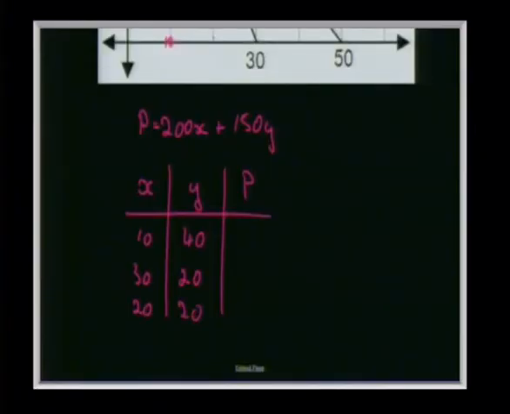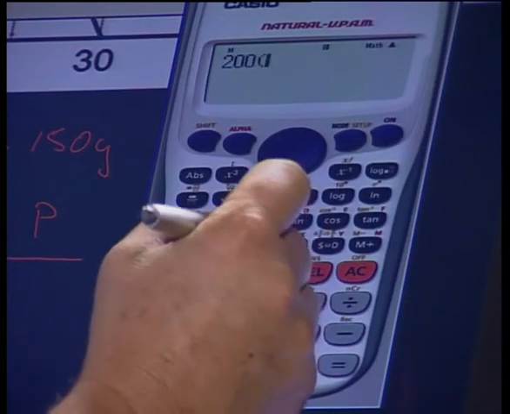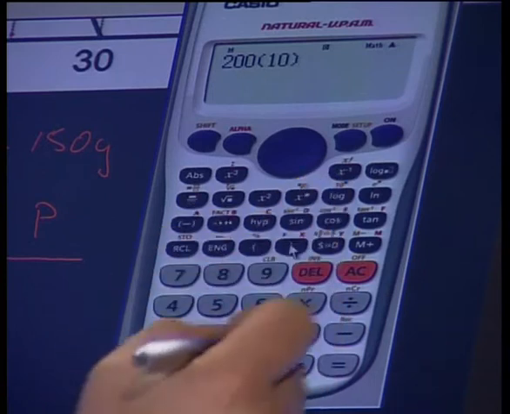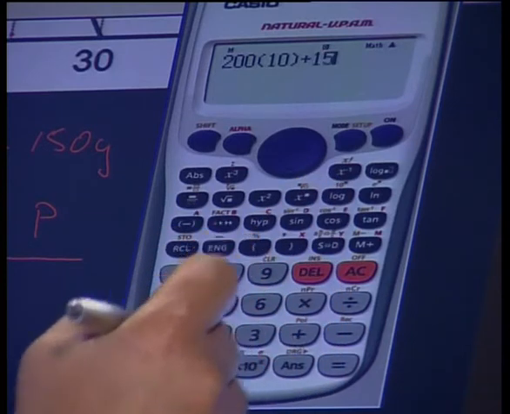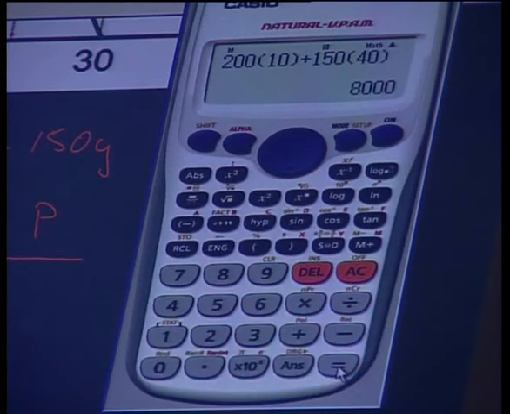I'm sure that you're already saying, there is no way that that can give you maximum profit. I agree with you. I'm just going to do it for the exercise. So we've got 20, 20. Right. Once again, pop this into our calculator. So we've got 200 times 10, and we're going to have that added to 150 times 40. Going to give us a profit of 8,000.